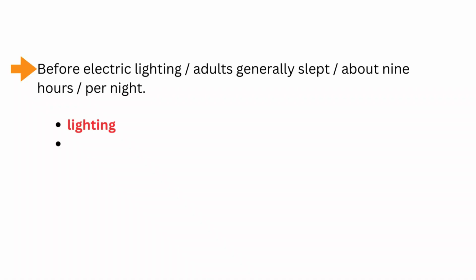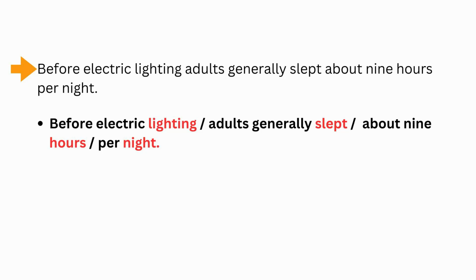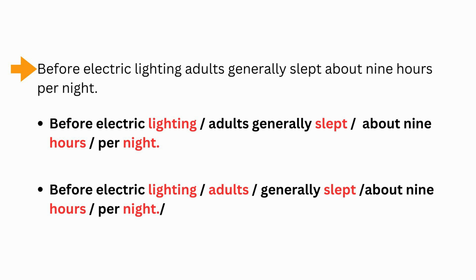In this sentence, lighting, slept, hours, and night are focus words. Now they will be spoken longer and louder, and definitely we will pause after every sense group. Before electric lighting, adults generally slept about 9 hours per night. And in the other way we can say, before electric lighting, adults generally slept about 9 hours per night. Let's look at another example.